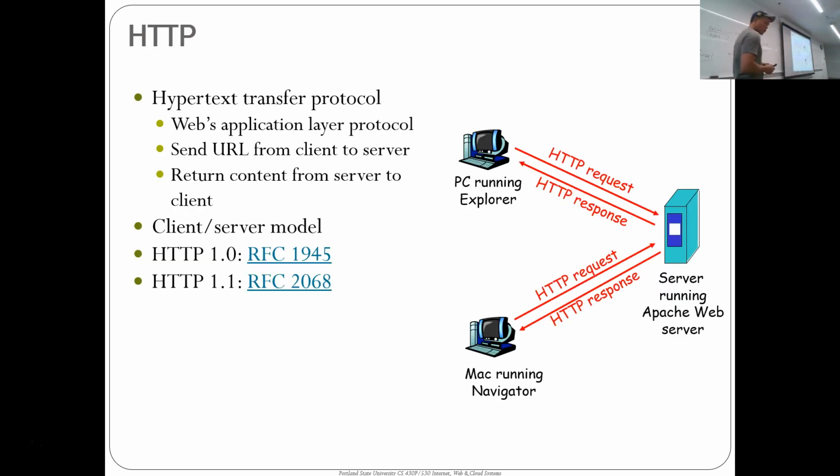Okay. HTTP is the transfer protocol that we use to transmit objects over the web, hypertext transfer protocol. It's the application layer protocol that the web uses. The idea here is you send a URL from the client to the server, and then the server will return content from itself to the client over a TCP socket or TCP connection. These are the RFCs that those two versions of HTTP are defined upon. So again, you have a browser sending a request, an HTTP request, formatted in a specific way, which we'll talk about. And then the response is on the same TCP connection, and that is also formatted in a very specific way.